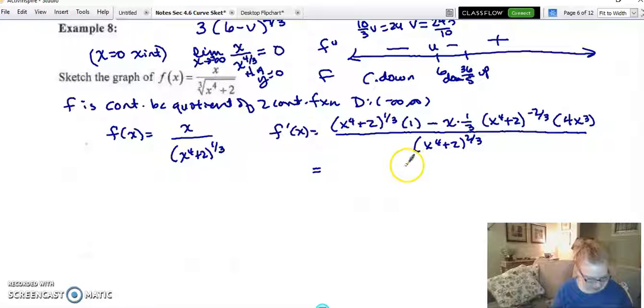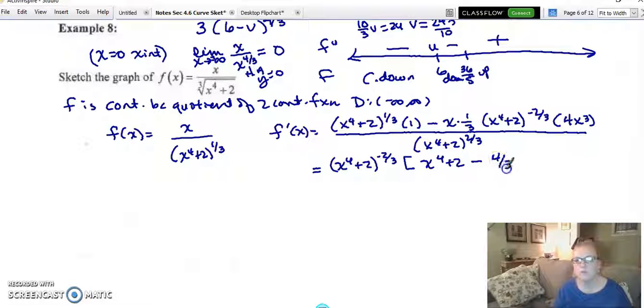This one ends up being just a big simplifying problem. I would say that you want to be careful. There might be some unusual steepness or a cusp alert here, but as you can see in my derivative, this bottom is not going to be undefined either, so we don't have any problems with that. Let's go ahead and factor out our x to the fourth plus 2 to the negative 2/3. Remember, we want to pull it out to the smallest power. 1/3 minus negative 2/3 will be x to the fourth plus 2. And then over here, we're going to have left 4/3 x to the fourth. And again, that's all over x to the fourth plus 2 to the 2/3.